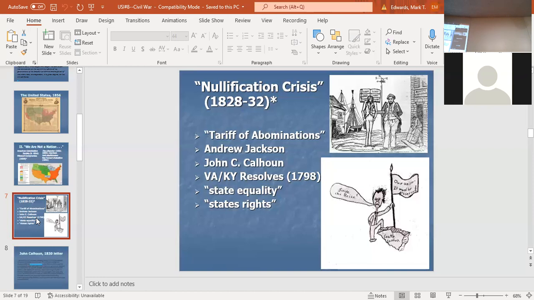But still, what does the nullification crisis say about the United States? If the only way you can hold your union together, if the only way you can keep states in your union is through the threat of overwhelming military force, you don't have a very good union, do you? We've been talking about the idea of a United States at this point. It's pretty silly.